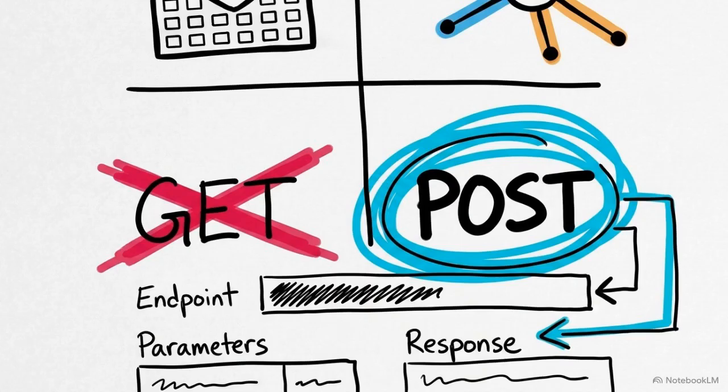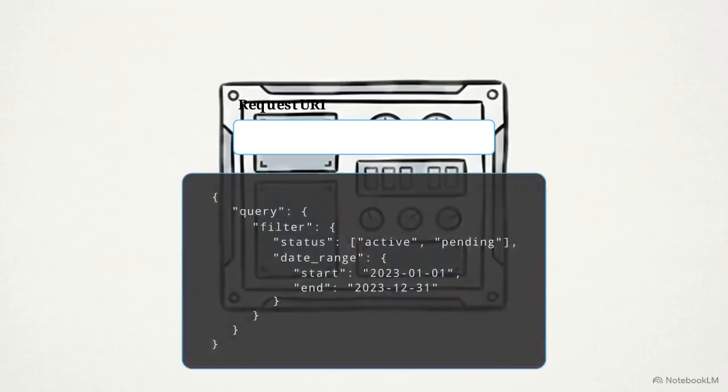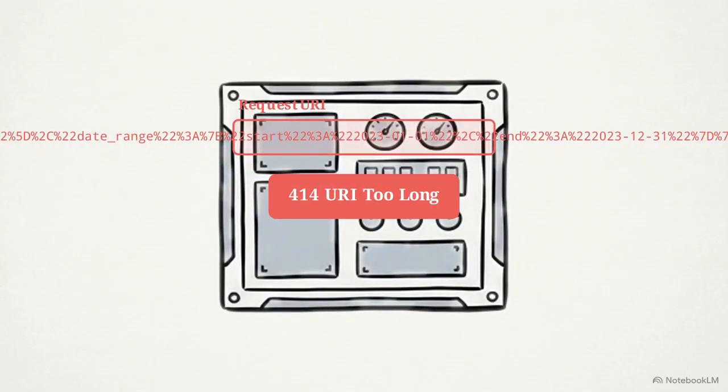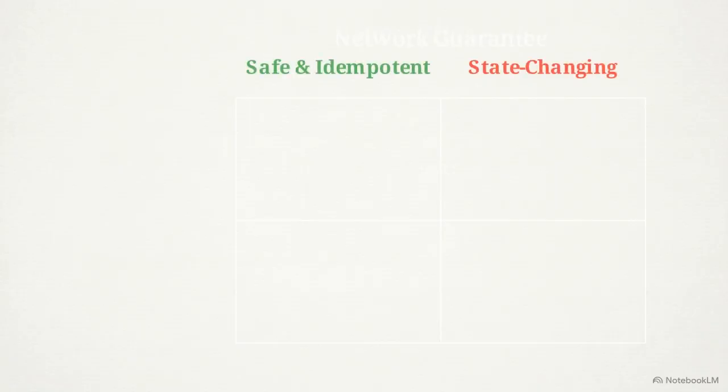Because the protocol was strictly optimized for document retrieval, executing complex queries today requires developers to repurpose existing methods, creating a persistent tension between the data these apps need and the way the network is built to move it. This matrix illustrates the structural gap in HTTP methods. On the x-axis, we have the network guarantee, operations that are safe and idempotent versus operations that change server state. On the y-axis, we have the payload location, data in the URI versus data in a request body.